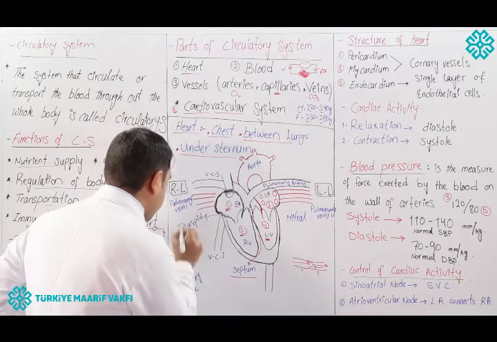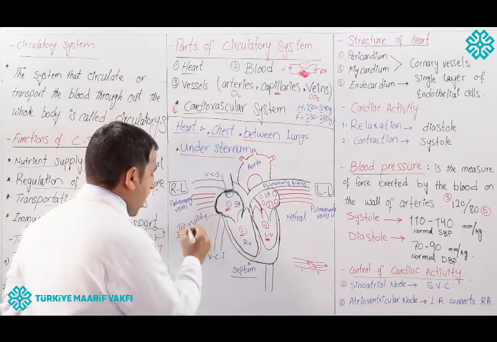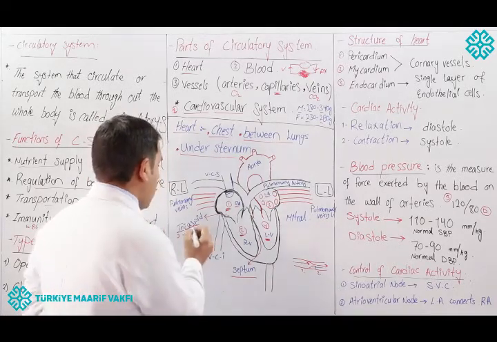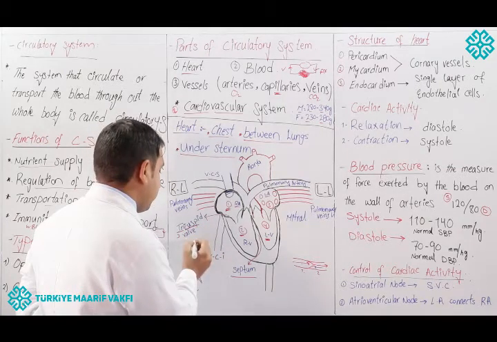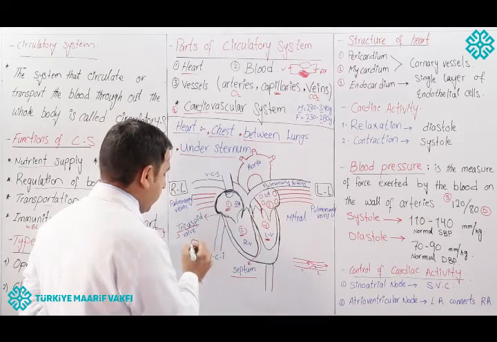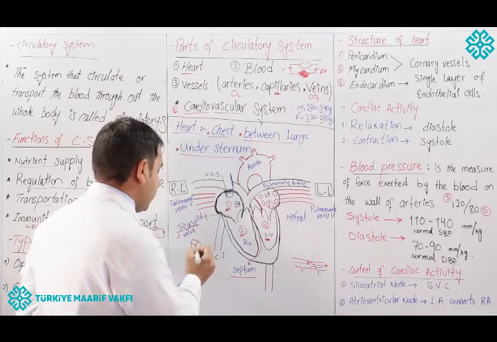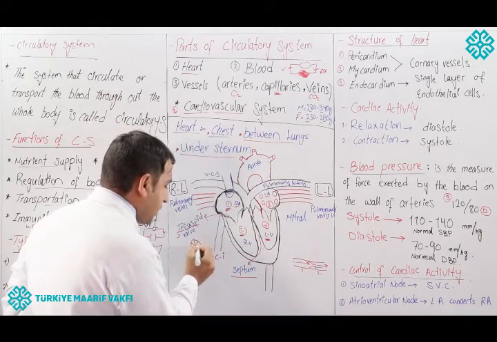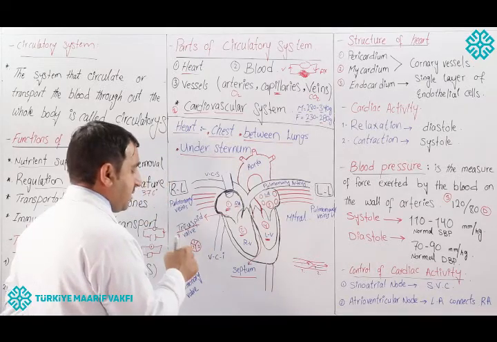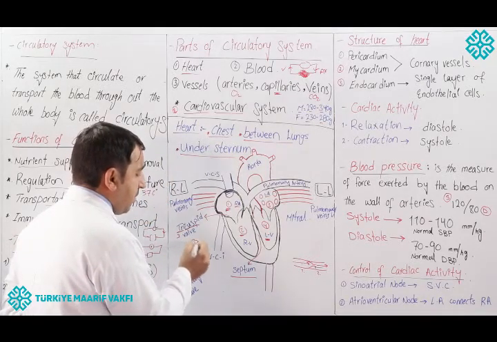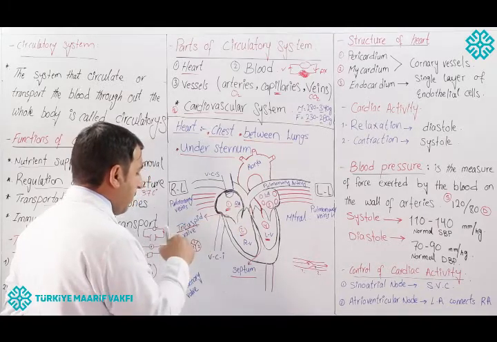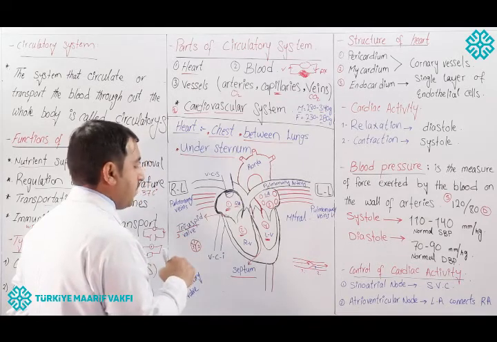Tri means 3 and cusp means part, or door-like structure, we can say. If we look at this tricuspid valve from the upper side, we can see 3 parts here. 1, 2, 3, like this. Because of these 3 parts, the name of this valve is tricuspid. Why? Because we have 3 parts in this valve.